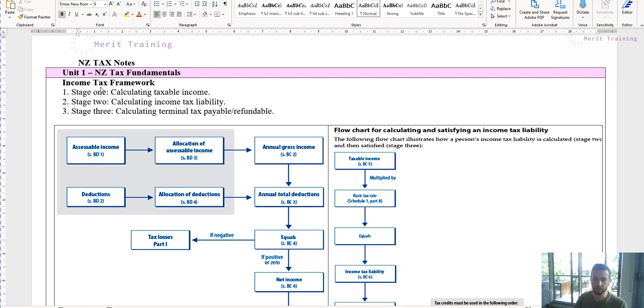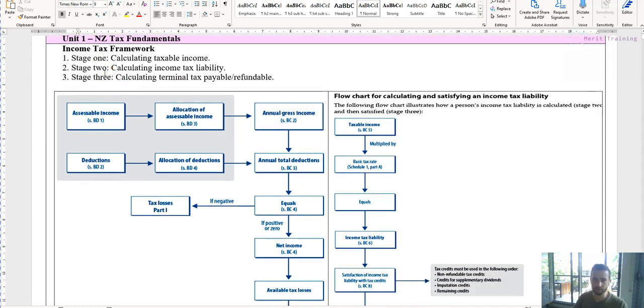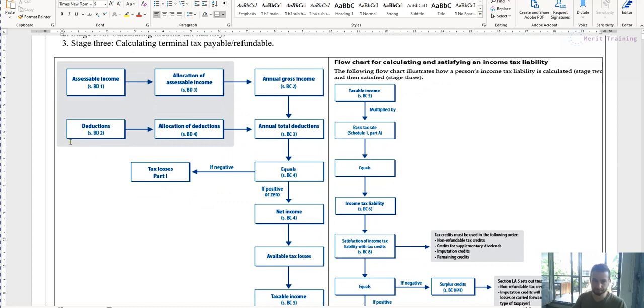So the New Zealand income tax framework has 3 stages. Number 1 is just calculating your taxable income. Number 2 is calculating your income tax liability, and number 3 is calculating your terminal tax payable. So what do these actually mean? Well, let's make use of this diagram down below.